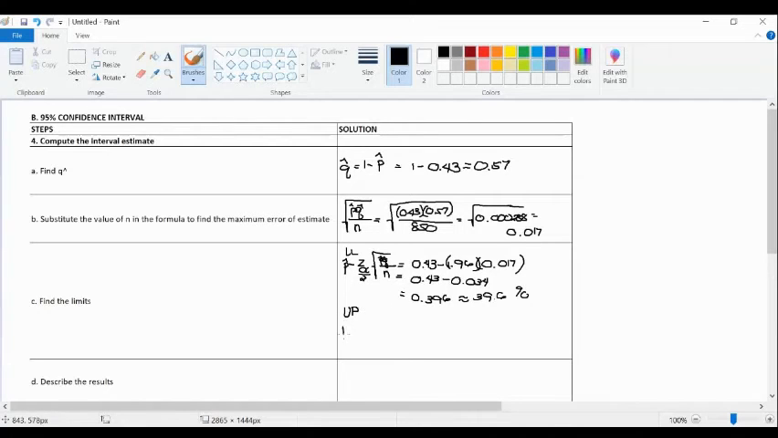To find the upper limit, that is p hat plus z sub alpha over 2 times the square root of p hat times q hat over n. Substituting the values, 0.43 plus 1.96 multiplied by 0.017. So 0.43 plus 0.034 will give us an answer of 0.464, or 46.4%. So our result is, with 95% confidence, we can assert that the interval from 39.6% to 46.4% contains the true percentage of all graduate students who want to major in science.